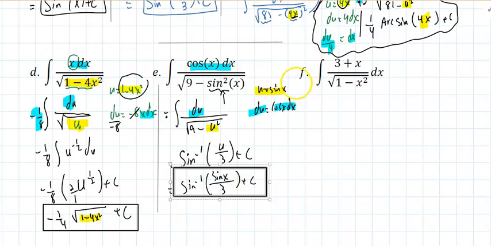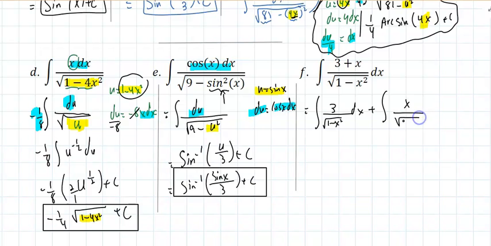So I use up something that you really need to get out of the way. If I glance at this problem, I notice it has two parts. If I split it up, this part I know is arc sine, that's not a problem. And this part I know is just like example D. So here I'll get nothing more than 3 times the arc sine of x, done. Here I need a u sub.